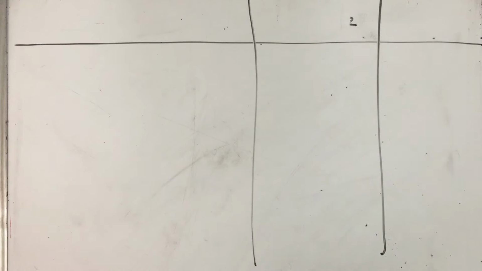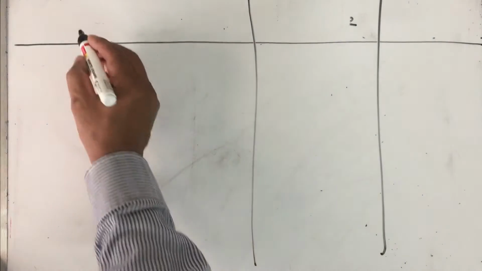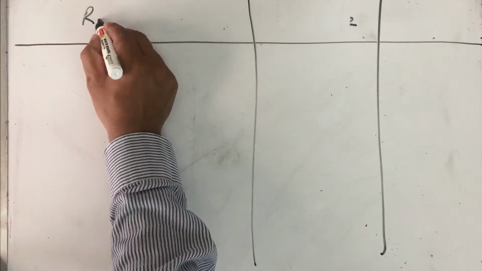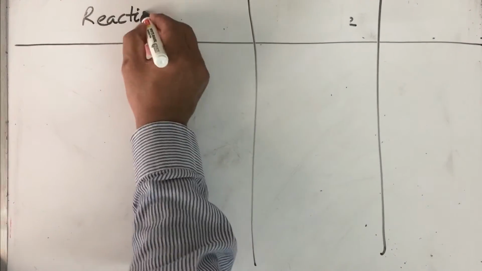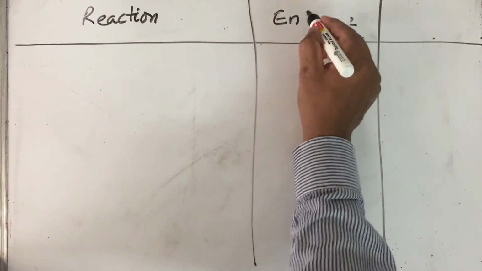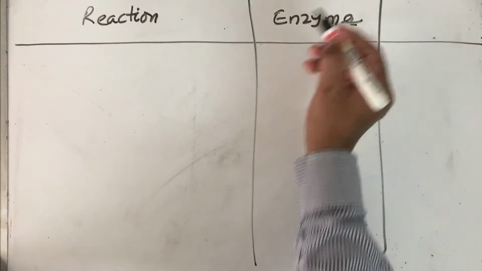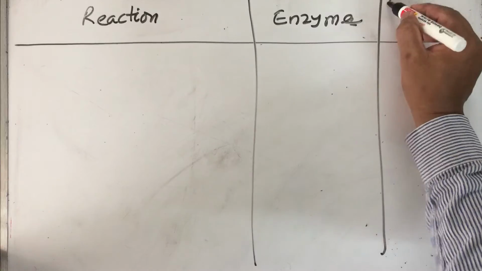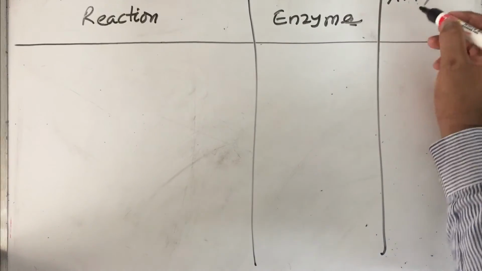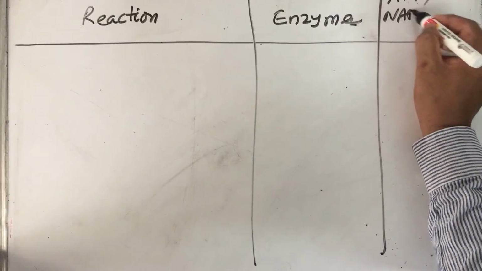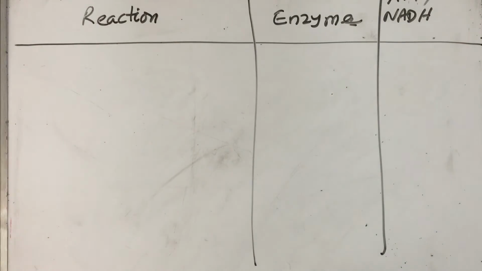Another important aspect of every metabolic pathway is to understand the energetics. So in order to understand energetics, let us divide the table into three columns in this manner. This is going to be the reaction, this is going to be the enzyme catalyzing the reaction, and this is going to be either ATP produced or utilized, or NADH produced or utilized.